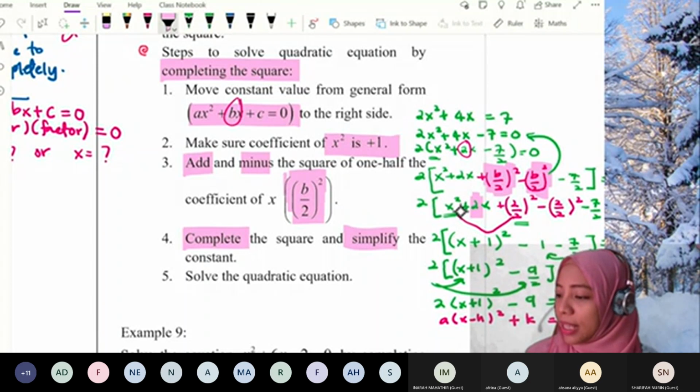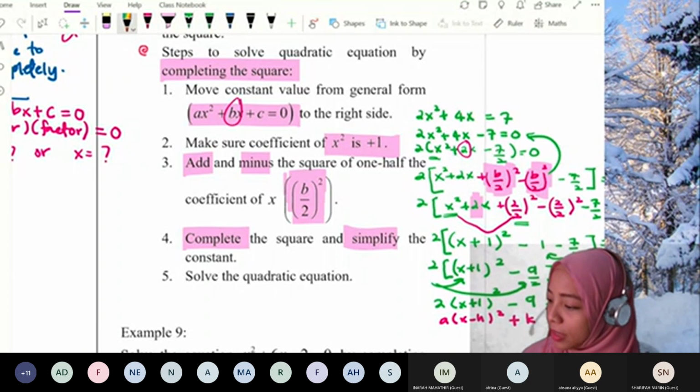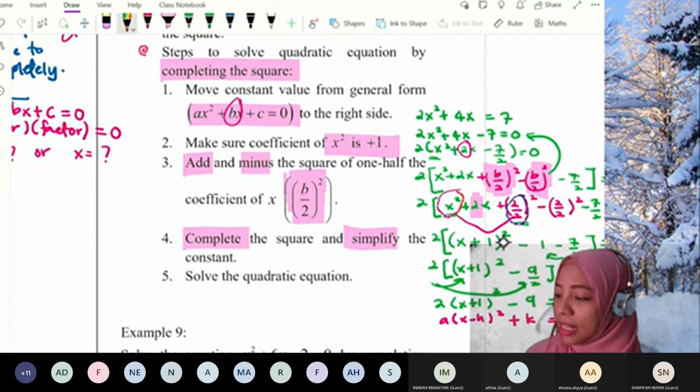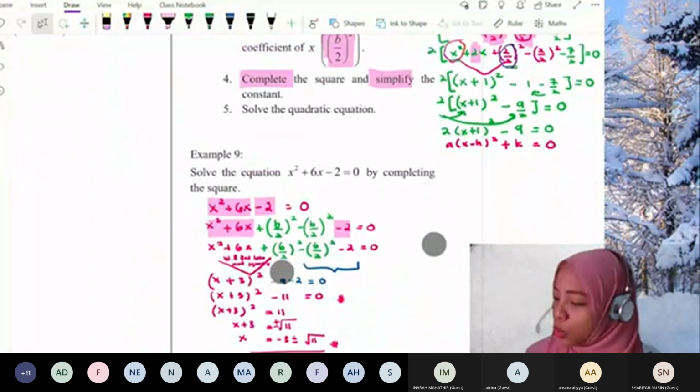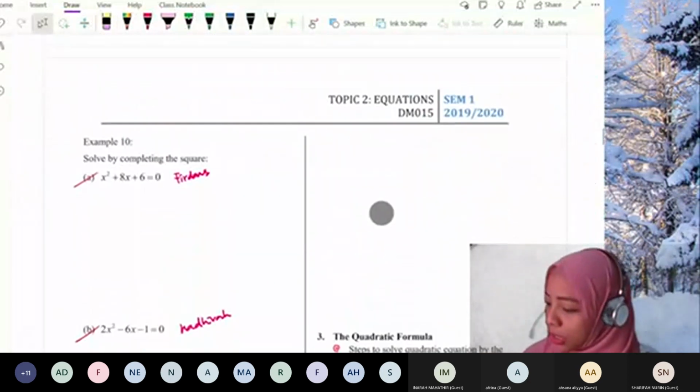You ambil saja terms x ini without the square, and then this one without the square. So it becoming x plus 1. So bila you expand, you make sure you dapat x square plus 2x plus 1. Okay, tak apa, kita buat nanti. Okay, and then you complete and then you solve. Okay, let's try another question.